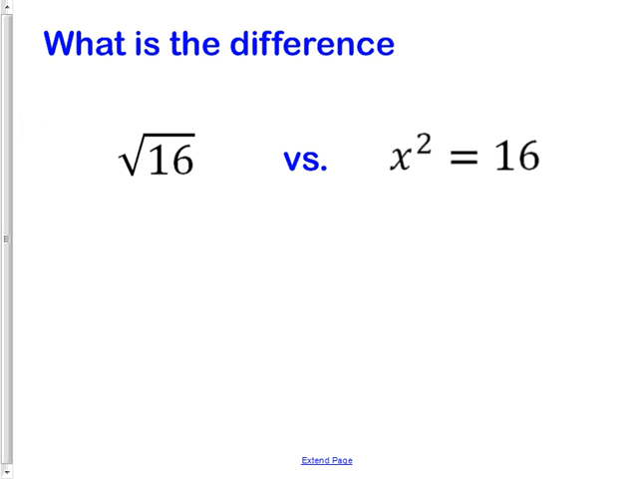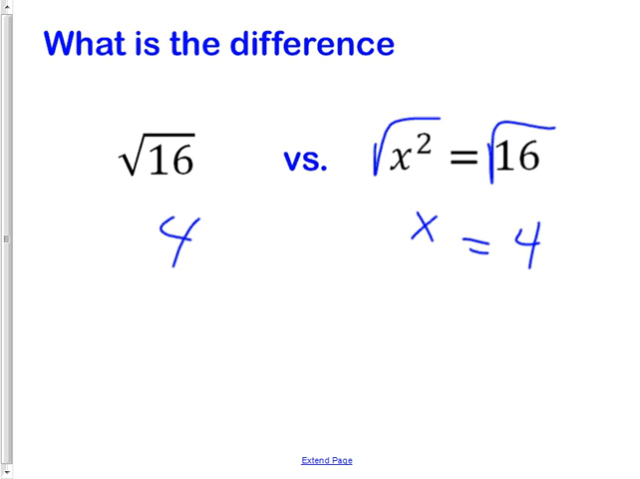Let's talk about the difference between these two. The square root of 16 is what? 4. It is not also negative 4. That's a really common misunderstanding. All right, this other one. X squared is equal to 16. That one needs a square root on both sides. And the square root of 16, we already said, is 4. So now what's the square root of x squared? Not x.